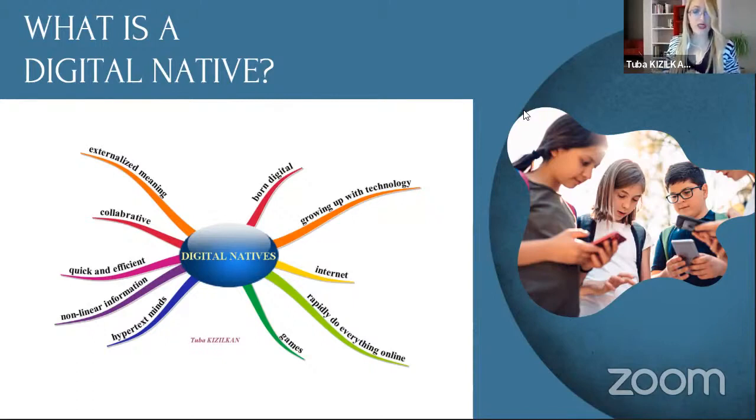The digital natives have hypertext minds, which means that they like to learn and comprehend things with these instruments. They're not tolerant of spending much time reaching information or anything else. So they're so quick in everything they do, and they require efficient results.